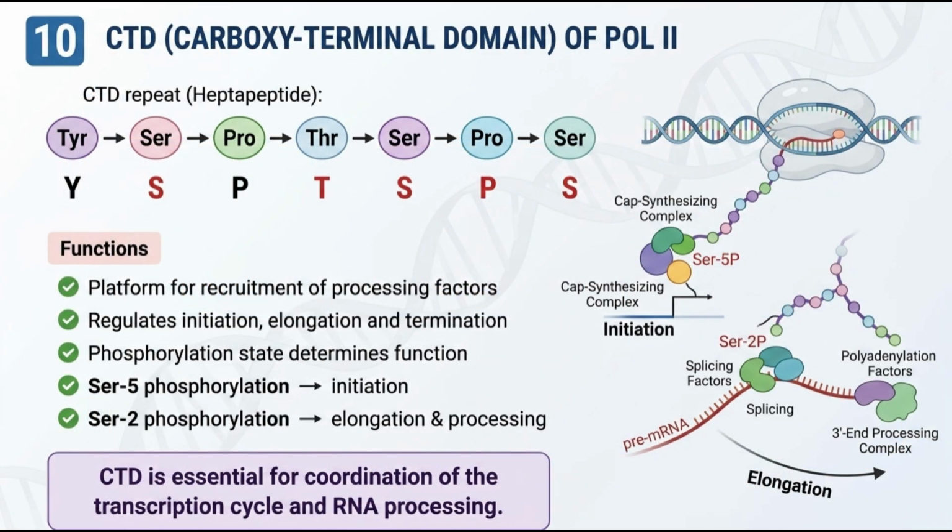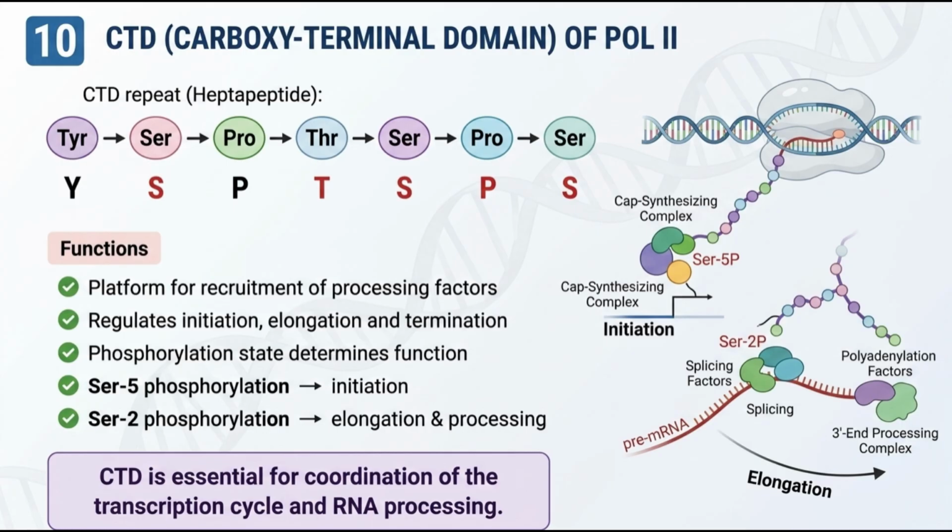CTD of RNA Pol II. RNA polymerase II contains a unique structure known as the C-terminal domain, or CTD. The CTD consists of multiple repeats of the heptapeptide sequence: tyrosine, serine, proline, threonine, serine, proline, serine. The CTD acts as a molecular platform that recruits proteins involved in transcription and RNA processing.